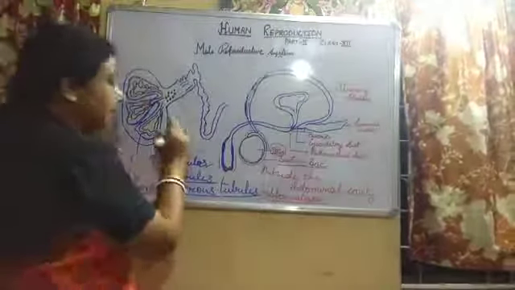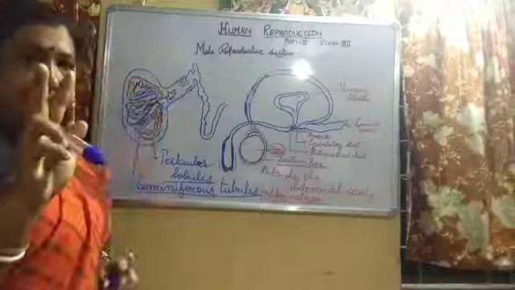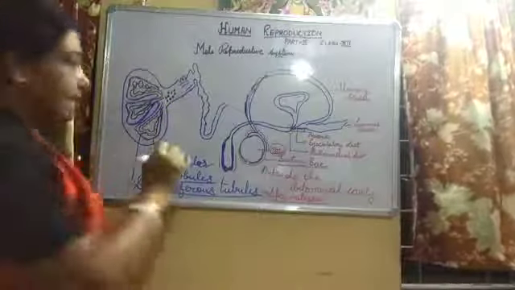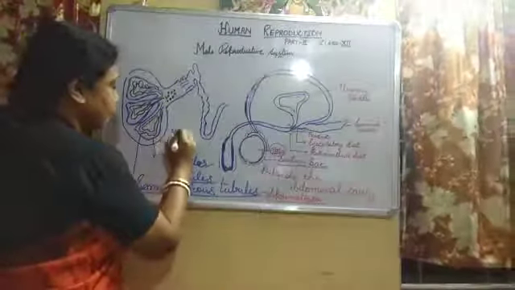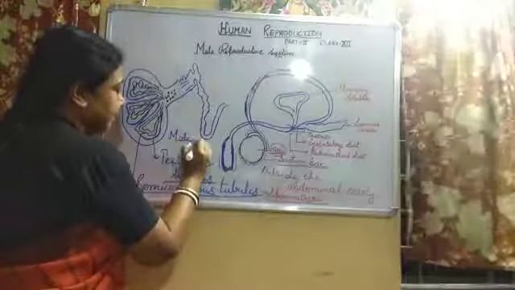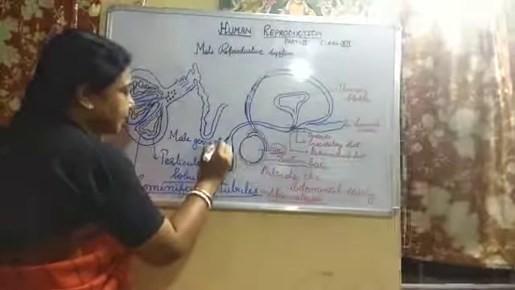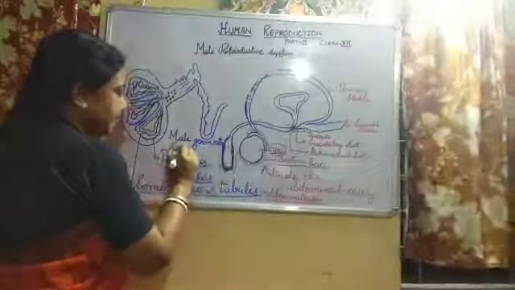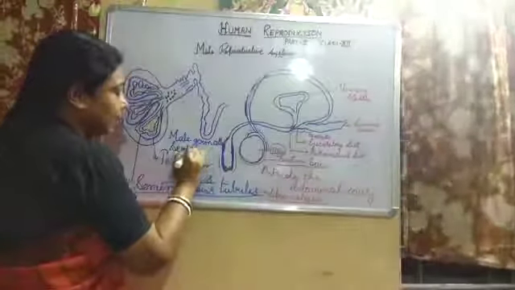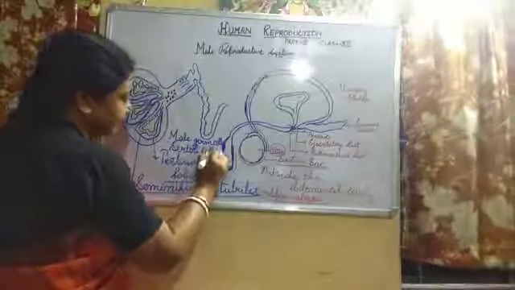And one thing remember, in the inner walls of the seminiferous tubules, two kinds of cells are there. What are they? They are male germ cells, and the second is Sertoli cells.